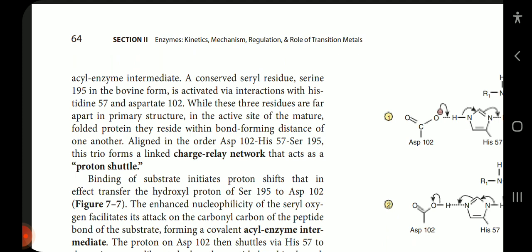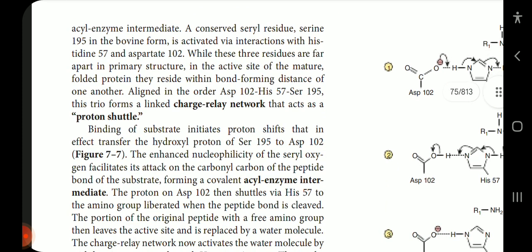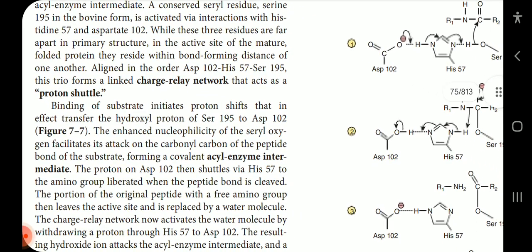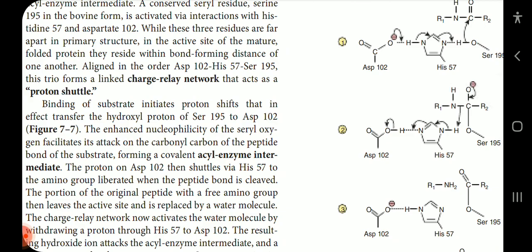A conserved serine residue, serine 195 in the bovine form, is activated by interaction with histidine 57 and aspartate 102. While the three residues are far apart in primary structure, in the active site of the mature folded protein they reside within bond-forming distance of one another, aligned in the order Asp 102, His 57, Ser 195. This trio forms a linked charge relay network that acts as a proton shuttle. Binding of substrate initiates proton shifts that in effect transfer the hydroxyl proton of serine 195 to aspartate 102.